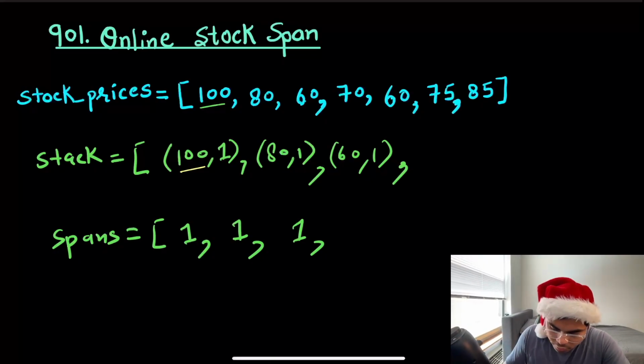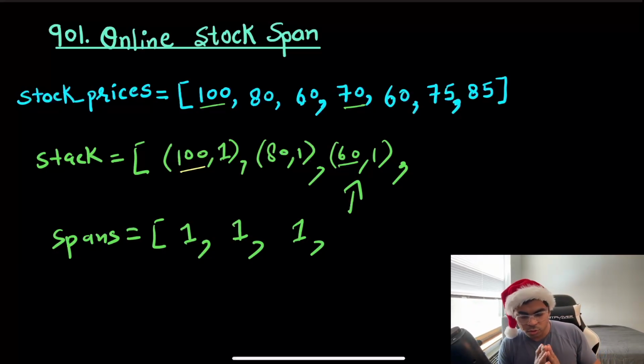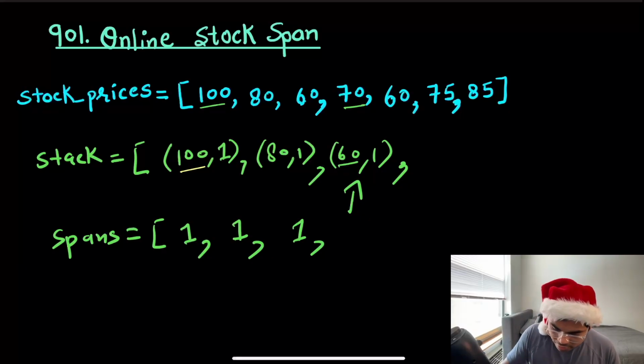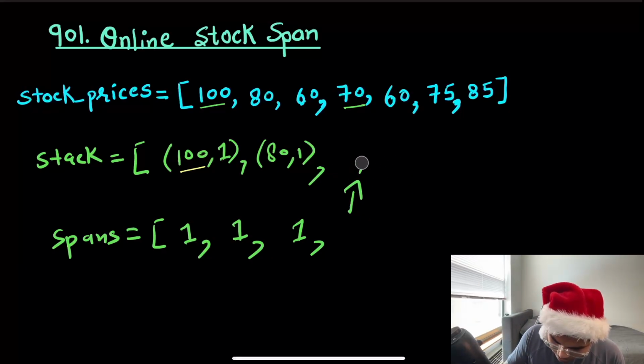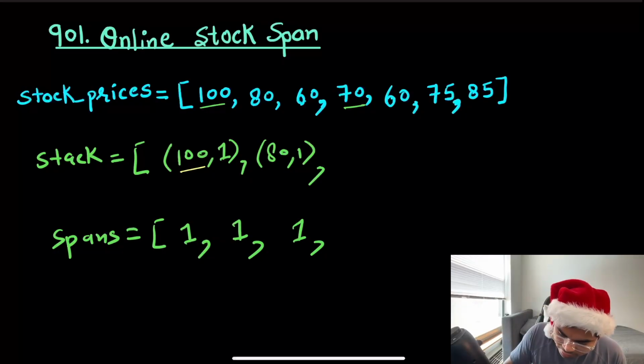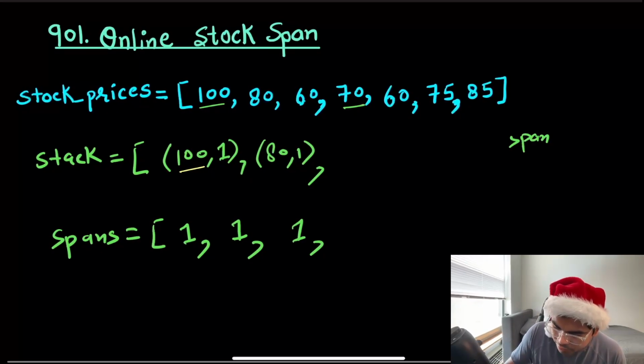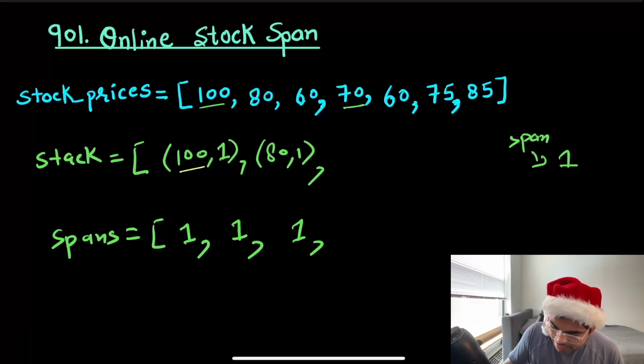Then how about 70? For 70, if you see the top of my stack, the 60 value is less than 70. So that means whatever span 60 has seen so far, that will belong to 70 as well, because 60 is lesser than 70. So 60 has seen some consecutive values that were less than or equals to itself. So I will pop this value and add the span to my 70. So let's say the span I'm calculating right here, initially it was 1, I popped 60 and added that span to it.